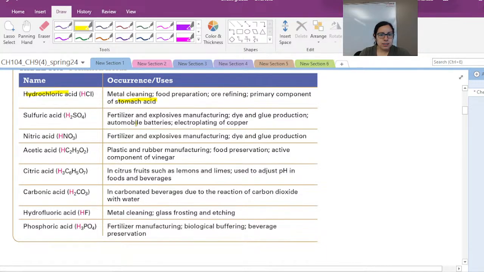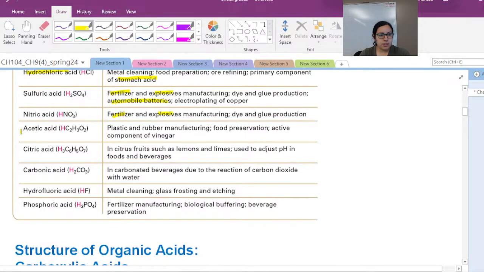Then sulfuric acid, that can be used in like fertilizers or explosives, also batteries. Nitric acid, again, more fertilizers, explosives. Acetic acid is, of course, vinegar, so used in food preservation. Y'all are probably familiar with that. Citric acid, so this is what we have in lab, that little powder, but it can also be used to make like candy or in other foods. They also use other fruit acids like malic acid.